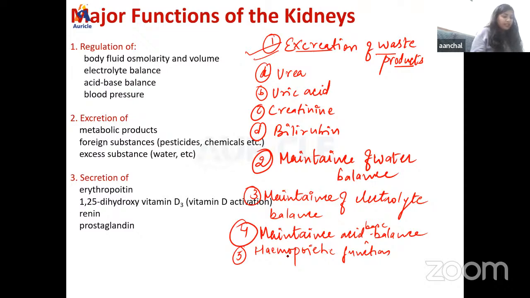As the name suggests, hemopoietic function means the kidney stimulates the production of erythrocytes, by producing a hormone known as erythropoietin. Erythropoietin stimulates the bone marrow to produce more red blood cells. Along with erythropoietin, it also secretes another important hormone known as thrombopoietin, which is responsible for the production of thrombocytes, or platelets. So this is all about the hemopoietic function. Then sixth, we have the endocrine function.